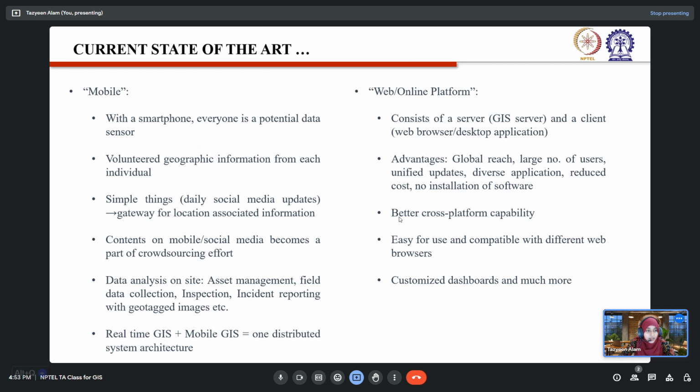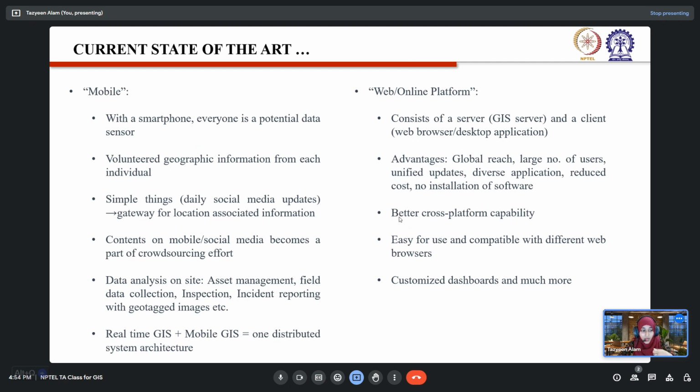So everyone is a potential data center. We all have a specific data sensor with us, which is this mobile device that we use, right? The second is volunteer geographic information from each individual. Simple things, daily social media updates. These are very small things, but this is like a gateway for location associated information. If I am putting a post on Instagram, I'm actually sharing my location data.